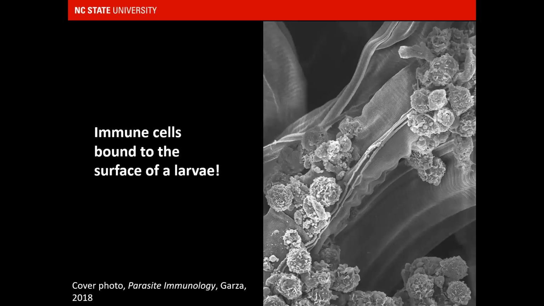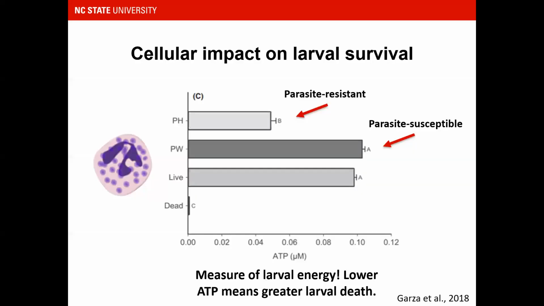This is a little bit closer image, electron microscopy of these immune cells bound to the surface of a larvae. I thought this is a cool picture. It came out of Dr. Bowdridge's lab and really shows those cells bound to the surface of that larvae. So what are those cells doing in addition to just binding up the larvae? They're also decreasing the larval energy. ATP is a measure of energy, and lower ATP in our larvae indicates greater larval death, less larval energy. And so in our parasite-resistant breeds, we see the ATP concentration is lower than that in our parasite-susceptible breeds. So those cells in our parasite-resistant breeds are able to reduce the larval energy when compared to our parasite-susceptible breeds. So they're impacting larval survival as well.